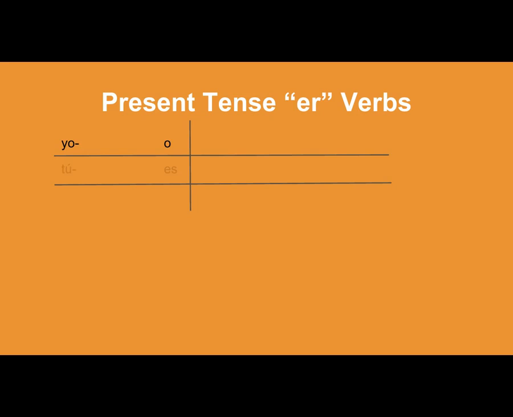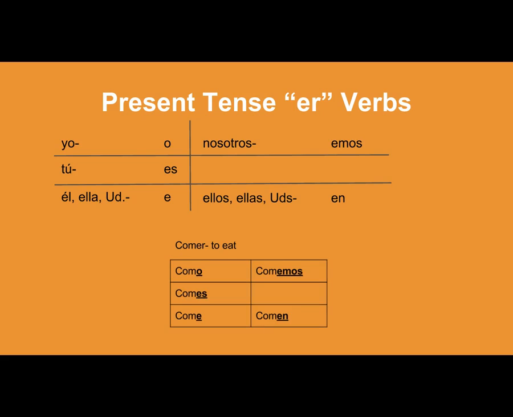Instead of an AS, we add an ES to ER verbs, an E to ER verbs to say that somebody else is doing something. We add EMOS to say we are doing something, and we add EN to say that they are doing something or that you all are doing something. An example of an ER verb, comer, which means to eat, is conjugated como, comes, come, comemos, comen.